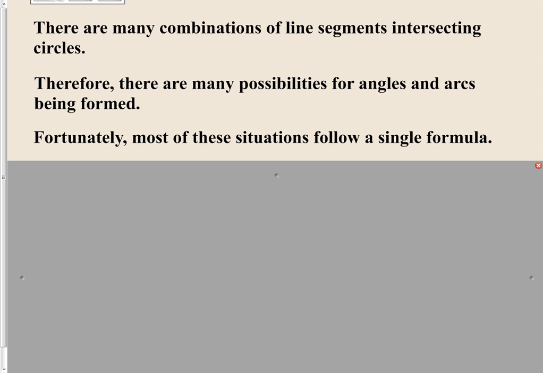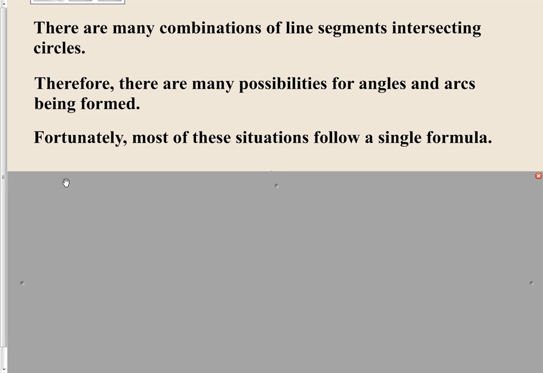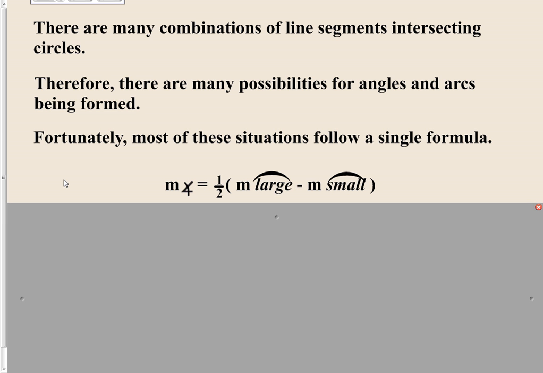Now, as I said, there's many combinations of line segments that can interact with our circles. So if that's the case, then there are going to be many possibilities for different types of angles or different shapes of angles and different sizes of arcs that are going to be formed by these intersections. But fortunately, many of the situations that we're going to be seeing, at least today, are going to follow a single formula. Now the formula is written in a little bit of generic language so that it can be used and can adjust to different types of situations.